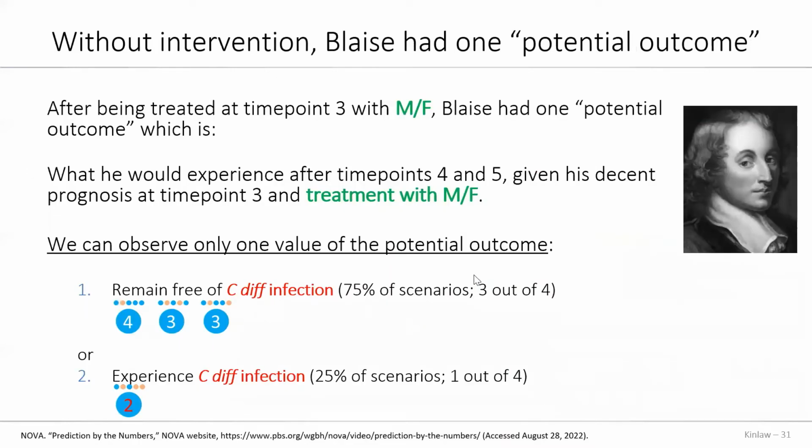So what does this mean? After being treated after time point 3 with ciproflagyl, Blaise had one potential outcome, which was what he would experience after time points 4 and 5 had passed, given his pre-treatment history and treatment with ciproflagyl after time 3. We can observe only one value of his potential outcome, either free of infection or infected, but we know that his probability of being infection-free was 75%.